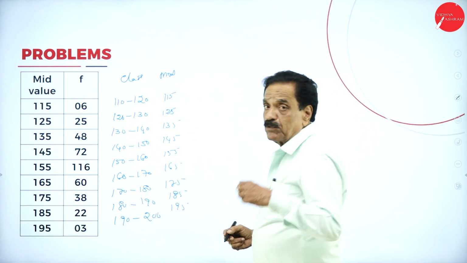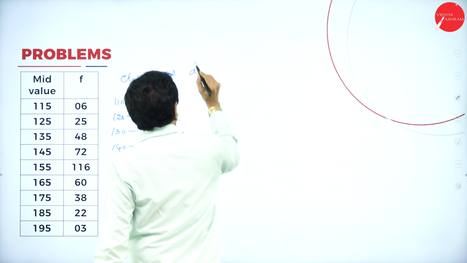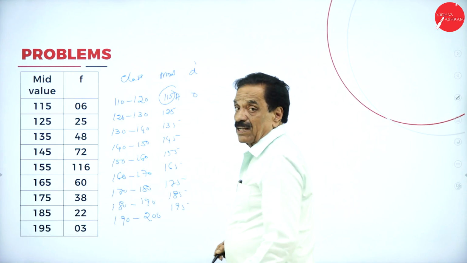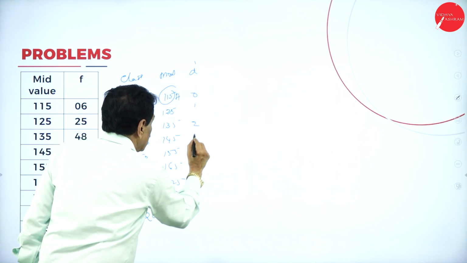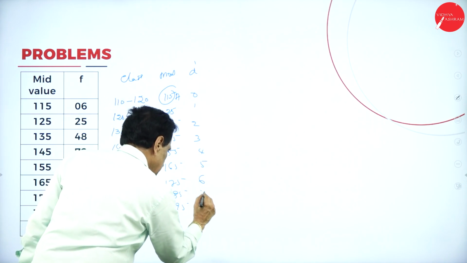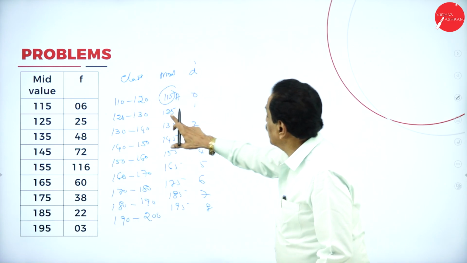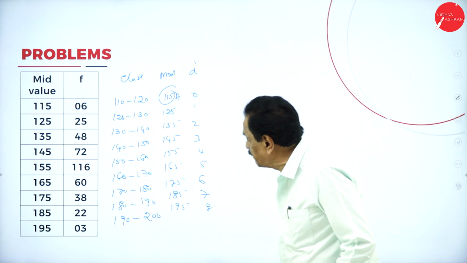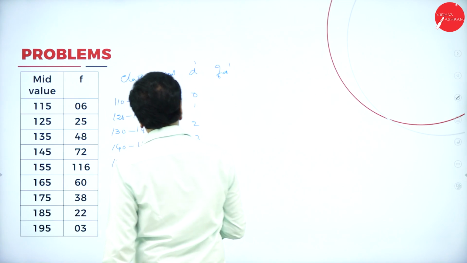Now, the next step to follow is deviation, D dash. I told you, put the first number as assumed, which is 0. Continue 1, 2, 3, 4, 5, 6, 7, 8. So you take the first number as 0, then 1 to 8. What's the next step? f t dash, frequency into D dash.